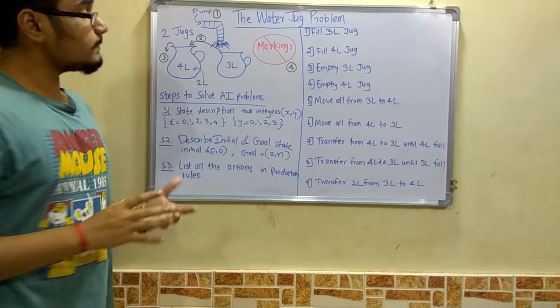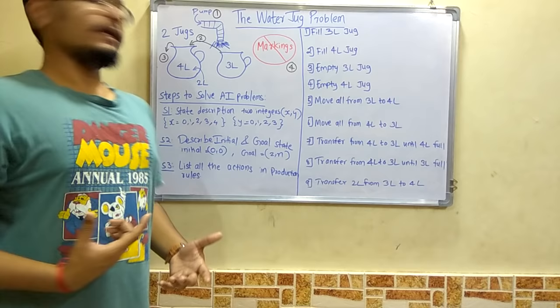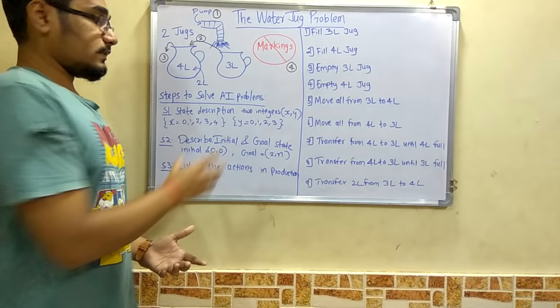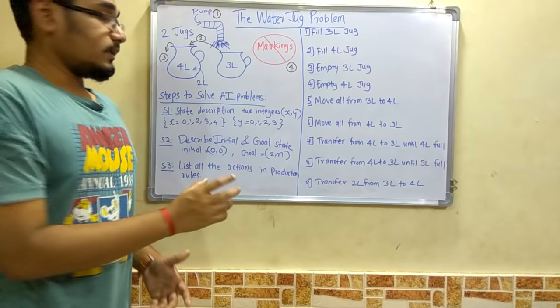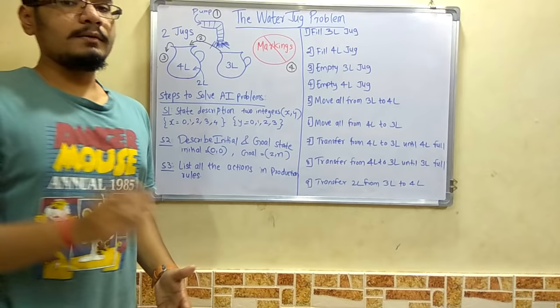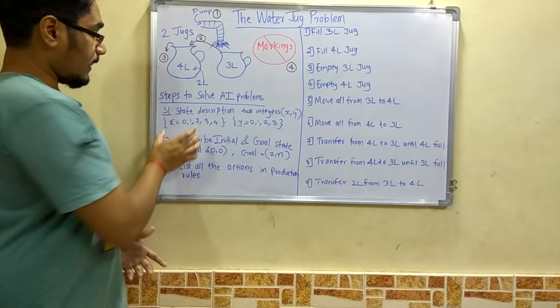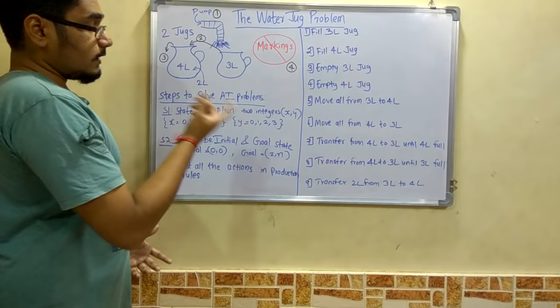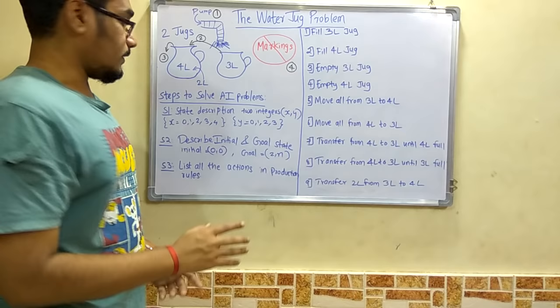Now let us see how to solve this problem by using the AI technique. There are certain steps. First, you have to describe the state. In this there are 2 variables. Let us consider x and y, both are integers. Let us define x for the 4 liter jug, which can take values 0, 1, 2, 3 up to 4, and y for the 3 liter jug, which can take values 0, 1, 2 and 3.